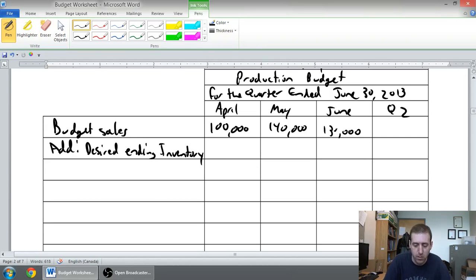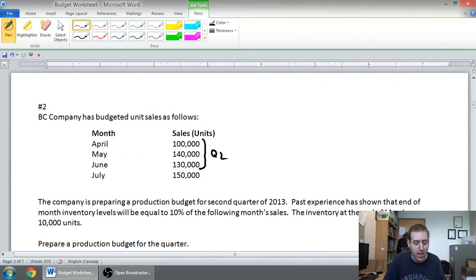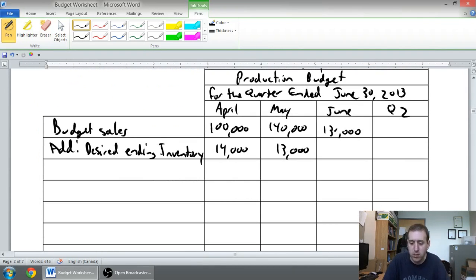So 10% of May is 14,000 units. For May, 10% of June is 13,000 units. For June, 10% of July is, I don't know. Oh, wait. That's why they gave us this 150,000 units. I knew they gave that number for a reason. 10% of 150,000 units is, of course, 15,000. Okay, so far so good.